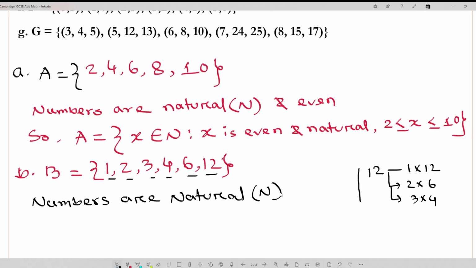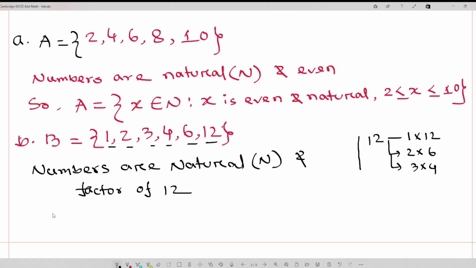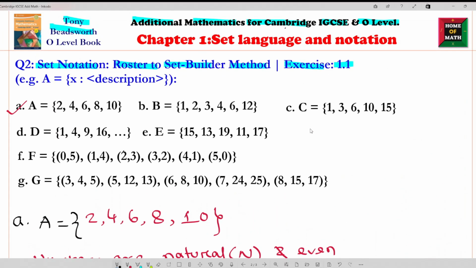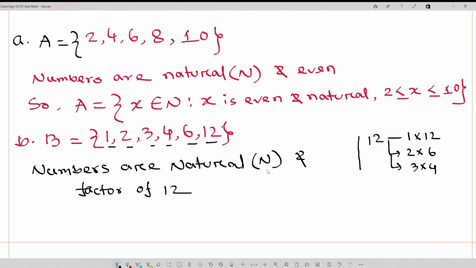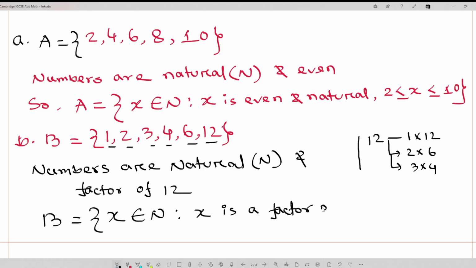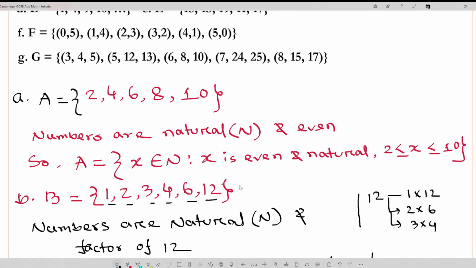So we can write, and factor of 12. As per the set builder method, we can write B equals x element of N such that x is a factor of 12. Okay, B is done.